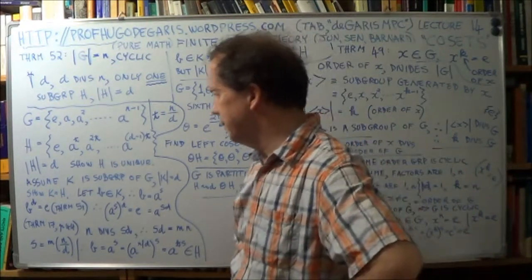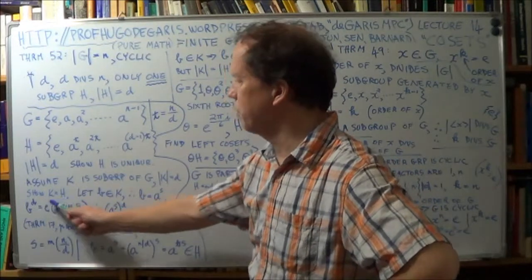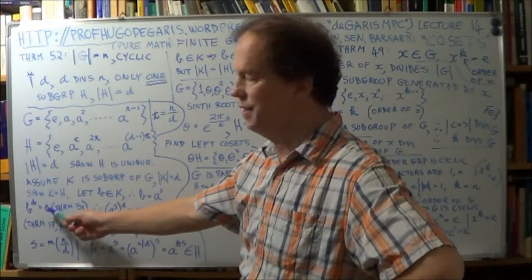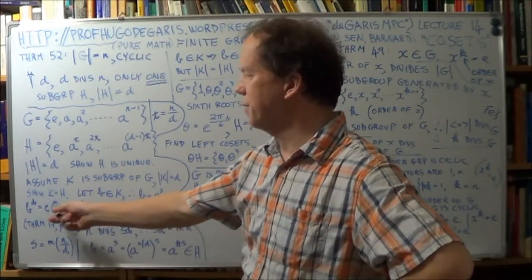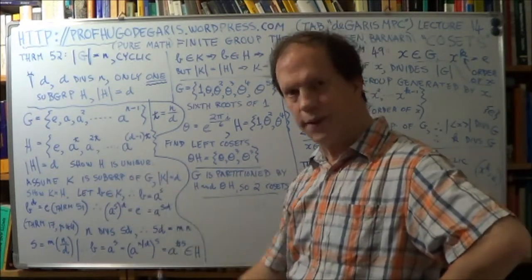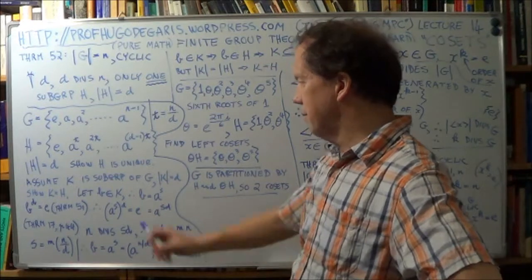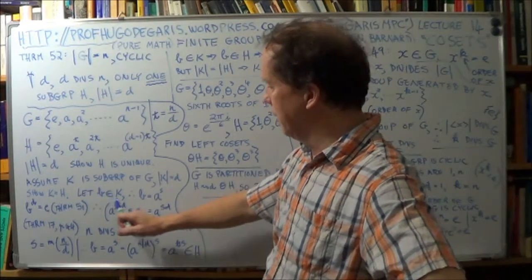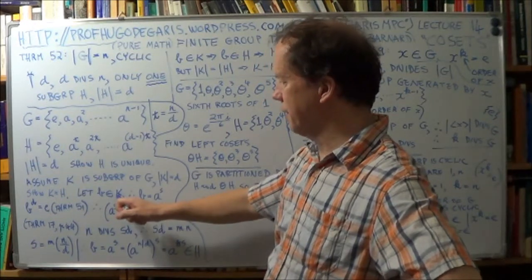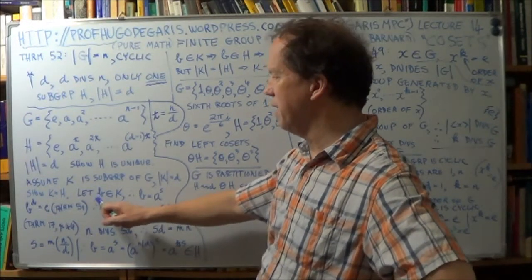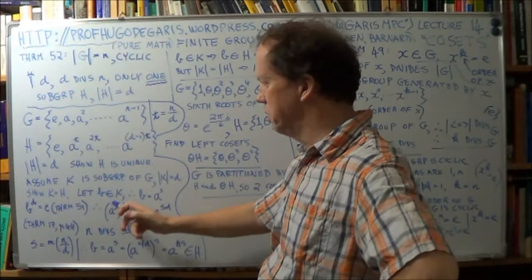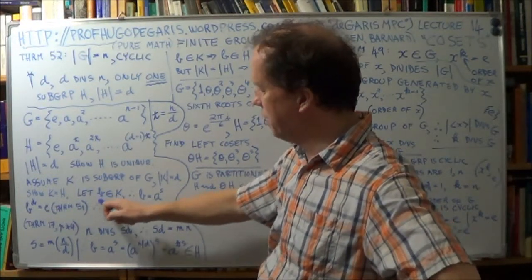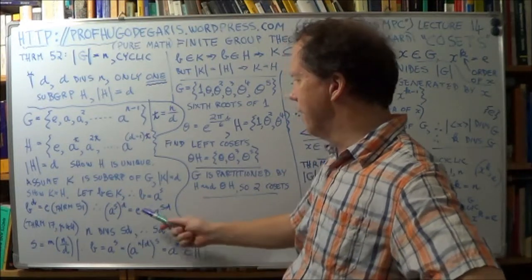Okay, so this is what we have to prove. That K, this second subgroup that we propose exists, actually equals H, and therefore there cannot be a second one. Alright, so let's go about the proof. So we assume this second subgroup exists, K. Let b be just any element of K, so let's assume that b belongs to K.